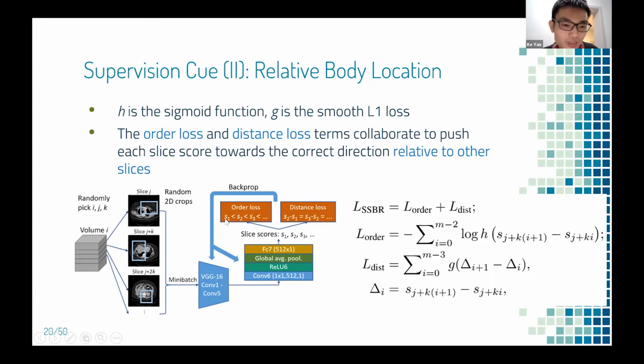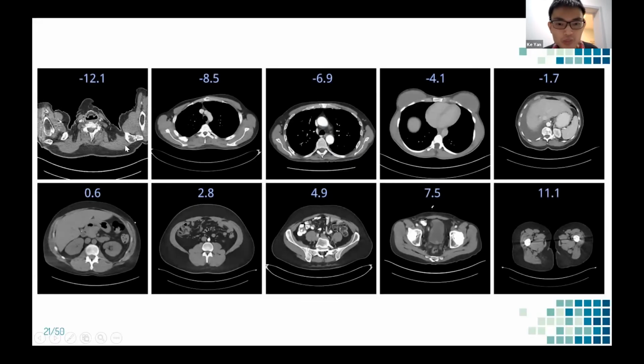We let S1 be smaller than S2, and smaller than S3, and so on. We also let the distance of the scores be similar between each pair of slices. And by optimizing these two loss functions, we can let the network self-organize to learn the z coordinate of each 2D slice. And these are some examples.